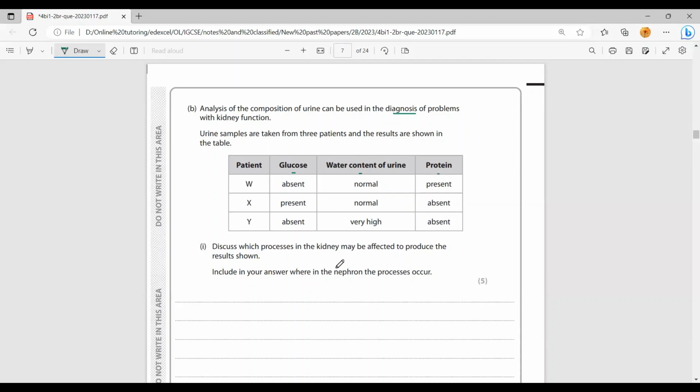Discuss which process in the kidney may be affected to produce the results shown. This is all abnormal, of course. To produce the results shown, which process in the kidney is affected? Include in your answer where in the nephron the process occurs. Meaning, the problem is in which process exactly.